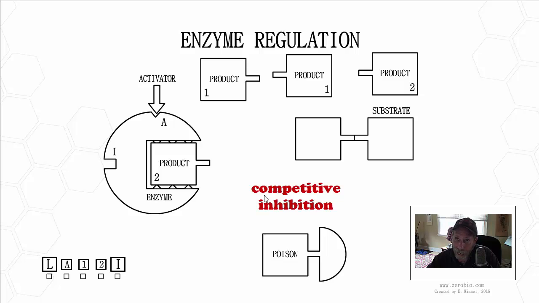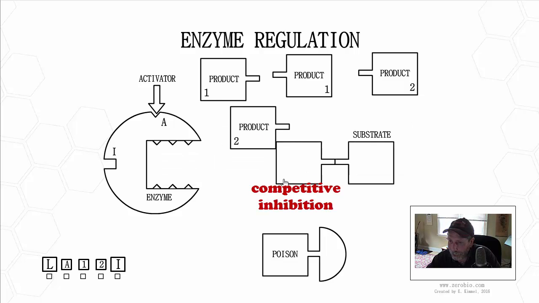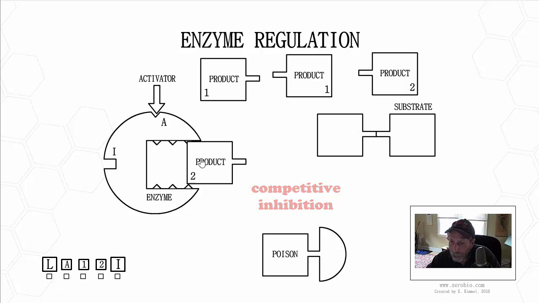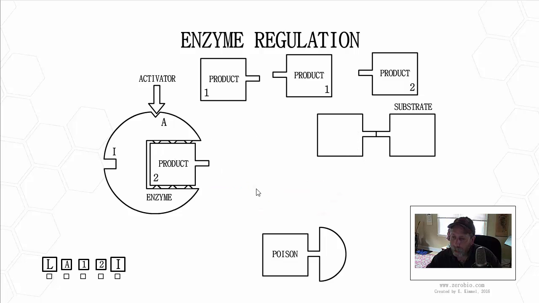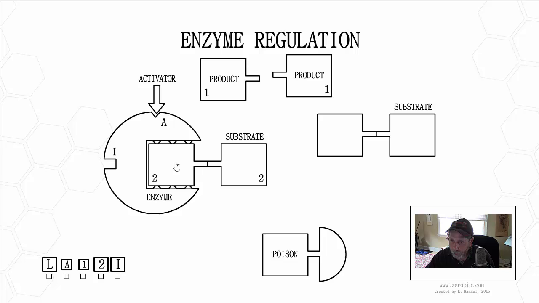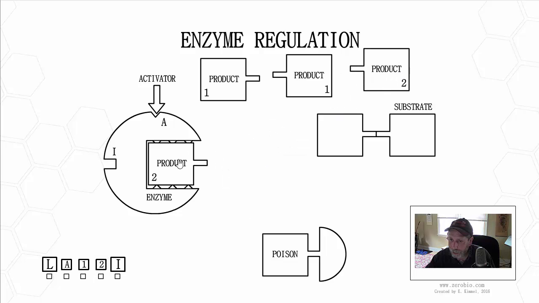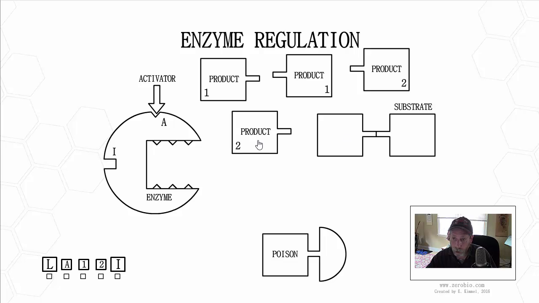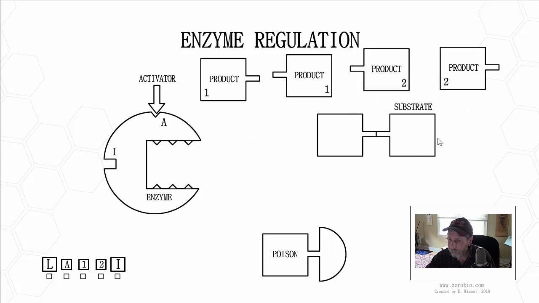This is called competitive inhibition because the product and the substrate are essentially competing for the active site. So this is competitive inhibition. It's also called end product inhibition because it's the product of the enzyme. Let me reverse that. There was the substrate. When I converted that substrate into product, it's the product that is competing with the substrate. So it's also called end product inhibition. All right, so that's one way to regulate an enzyme: competitive inhibition, end product inhibition.